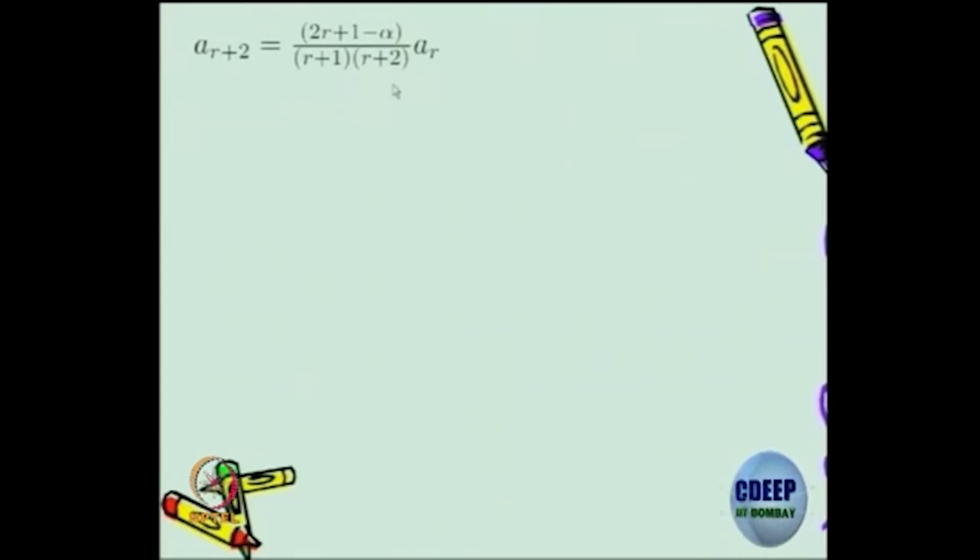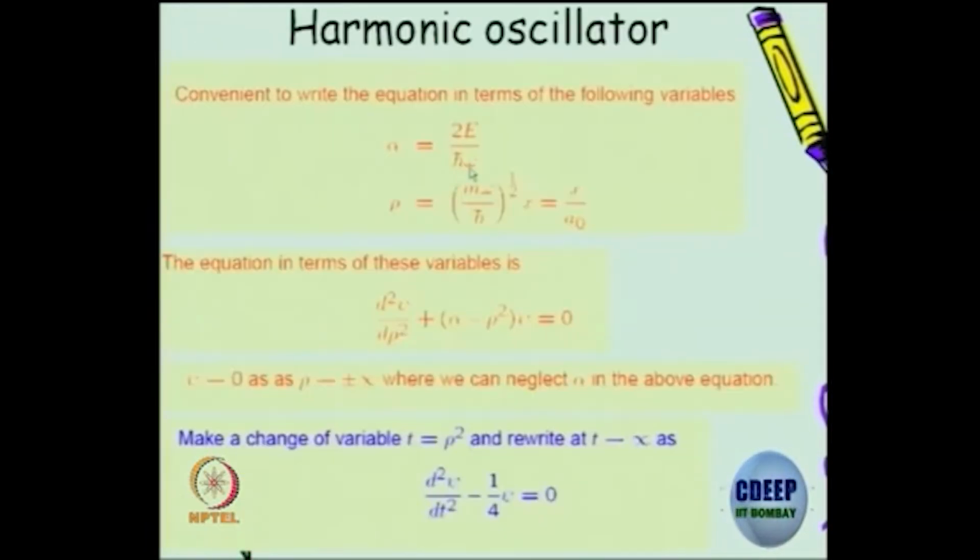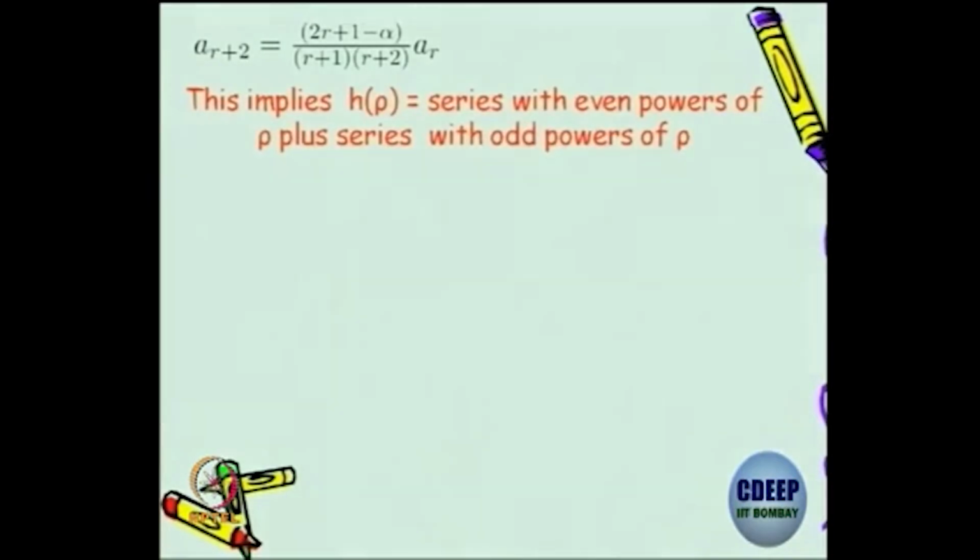Alpha is proportional to energy, right? That's the definition we had. So what was alpha proportional to? Alpha is proportional to the energy. So I have already said that from this condition, you can write h of rho with a series with even powers of rho with the coefficients of the higher powers related to the lower coefficients, and similarly another series with odd powers of rho.